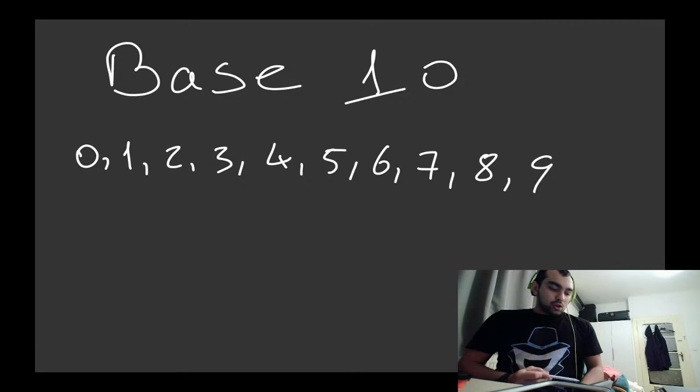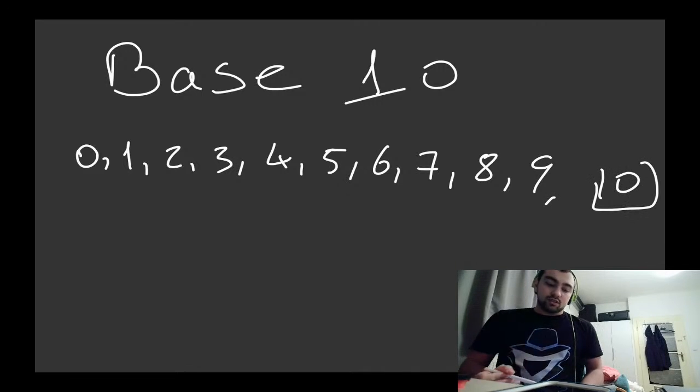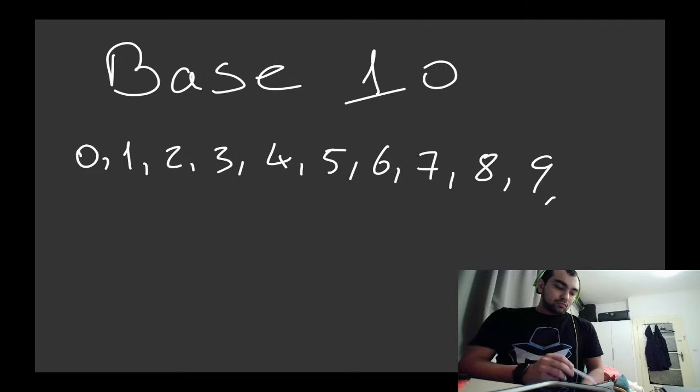Now, when you count, you go from 0 to 1, then 0, 1, 2, 3, 4, 5, 6, 7, 8, 9, and after 9, you go to 10, right? 10 is not a digit anymore. 10 is composed of two digits, the digit 1 and the digit 0. And that's why it's not a base digit. And this is really how you count, right? And why do you go to 10?